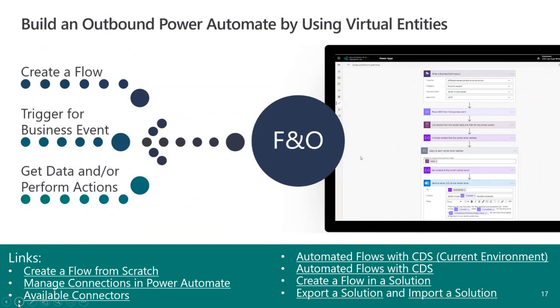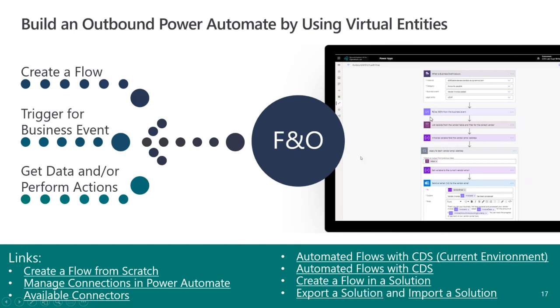For the outbound example of the Power Automate that was using virtual entities, you're going to start by creating a flow, and the trigger for your flow is going to be a business event. At this point, that business event is the finance and operations business event. At some point, we will have new business event capabilities inside of the Common Data Service, but for now, you have to use the when a business event occurs in finance and operations. Then the additional steps that you put in here can be really anything you want.